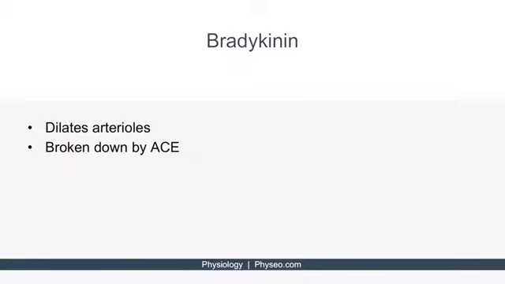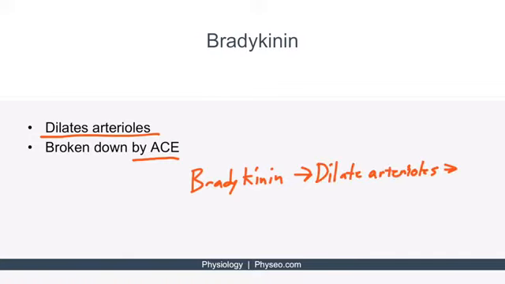Moving on to bradykinin. With reference to the kidney, bradykinin dilates the arterioles. The next thing you need to know is that bradykinin is broken down by the angiotensin converting enzyme. So, bradykinin will dilate the arterioles, which will increase the renal blood flow, RBF. And angiotensin converting enzyme will actually break down bradykinin.